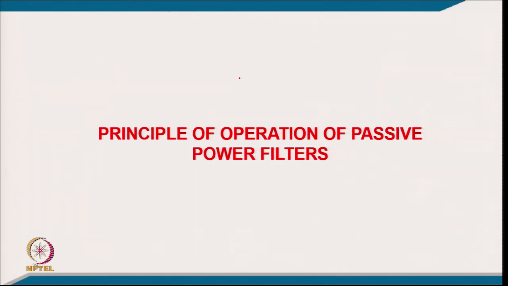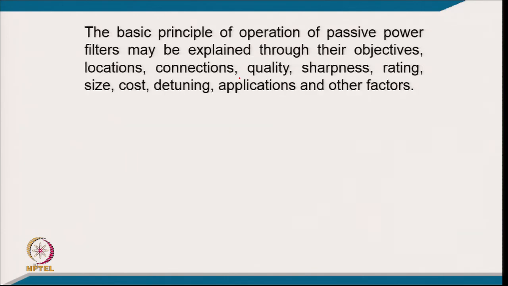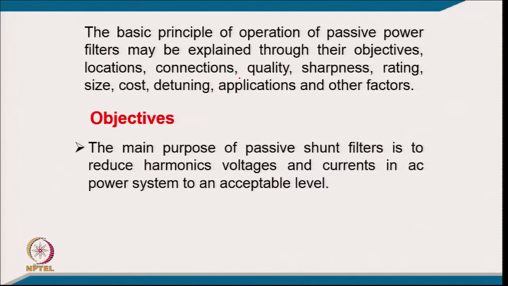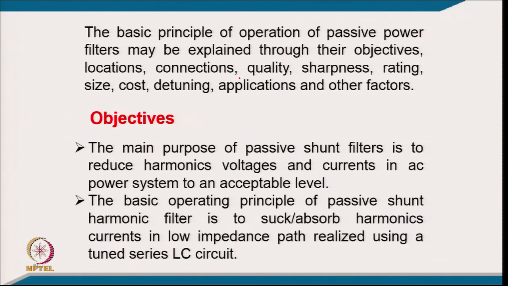Coming to the principle of operation of this passive power filter, the basic principle of operation of passive power filters may be explained through their objective, location, connections, quality, sharpness, rating, size, cost, tuning, applications and other factors. The objective is that the main purpose of passive shunt filters is to reduce the harmonic voltage and current in the AC power system to an acceptable level, and the basic operating principle of a passive shunt harmonic filter is to suck or absorb harmonic current in a low impedance path offered by using a tuned series RLC circuit.